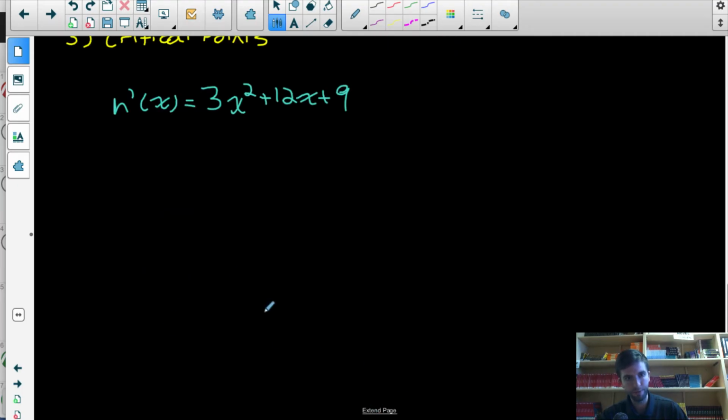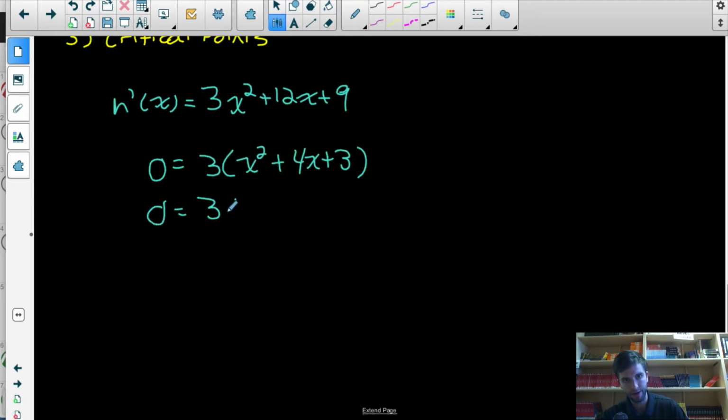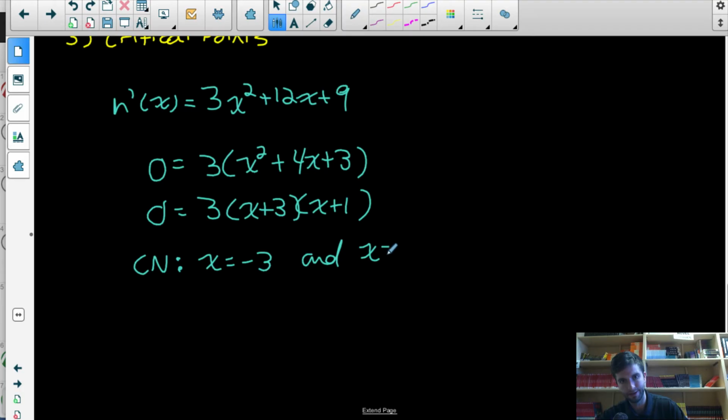And a critical number would be a number that makes this 0 or undefined, but that's a quadratic, so it can't be undefined, but it could be 0. Let me solve it by factoring. And then I see that that quadratic could easily factor to x plus 3 times x plus 1. And I have two critical numbers. My critical numbers would be -3 and -1.